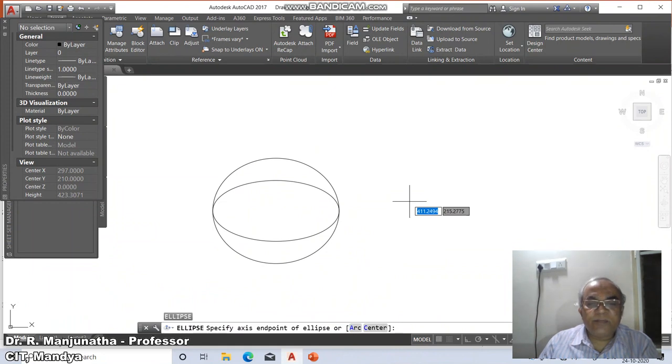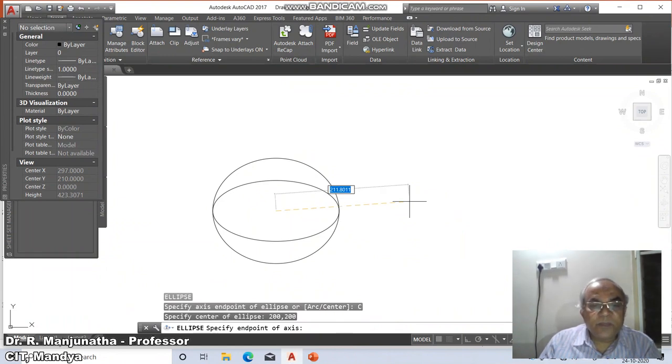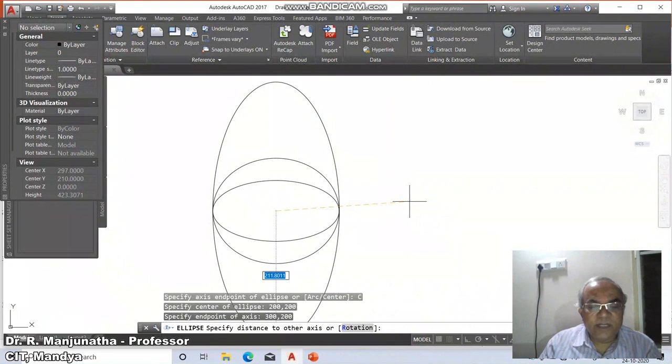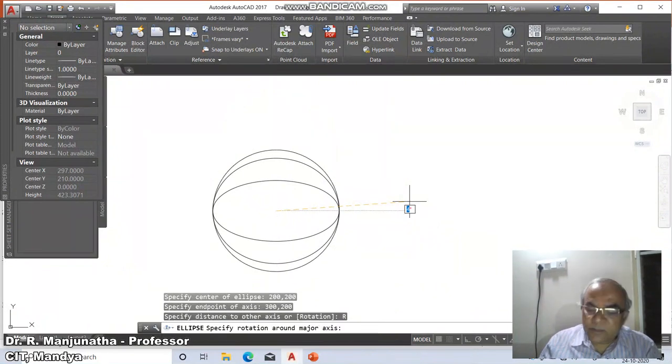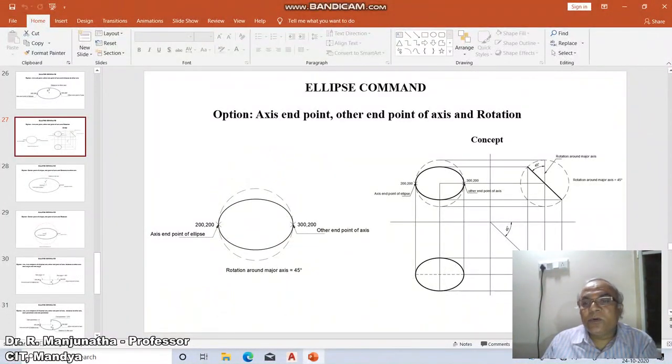Similarly, if I say ellipse and I say center, the center of the ellipse is 200 comma 200, and now I say the endpoint of the axis is 300 comma 200. Then I will take rotation. I say the rotation around the major axis is 0. So what it does, it becomes a circle. So that is what we have explained here. When the rotation angle is 0, it becomes a circle here. So that is what we have shown on this side also.